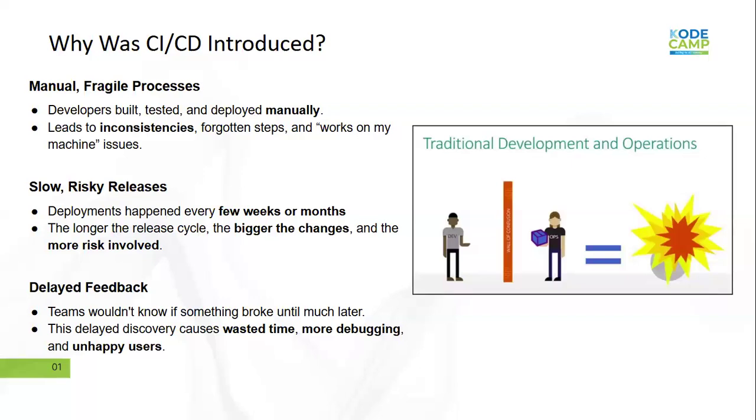You understand? Then delayed feedback. Teams wouldn't know if something broke down until much later. This delayed discovery causes wasted time, more debugging, and unhappy users. That is why CI/CD came up. You can see from the image, you see the dev, you see the ops, and the system has caught fire because there's no synergy between this whole setup. Those three are the fundamental reasons why the concept of CI/CD came on board.